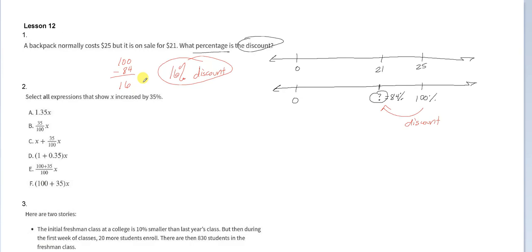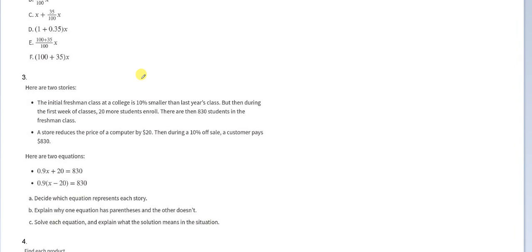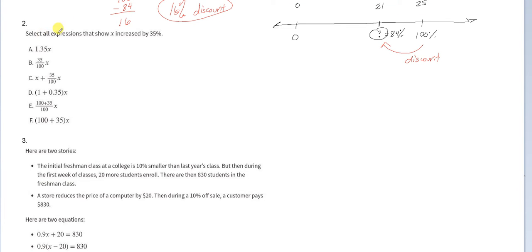We're on the last page, lesson 12, and we're hitting up number 2 here, where we have to select all that show an increase of 35%. So just to make sure that you understand this, if you're watching the video, you're probably having trouble with understanding why we're picking these. Alright, so let's double number line it just to get a visual of what's happening here.